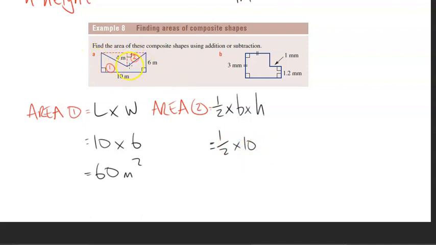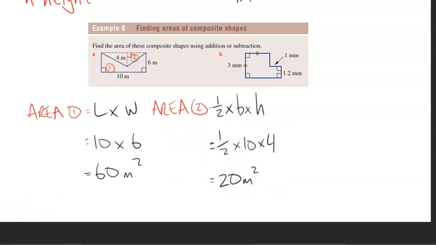And the perpendicular height, or the height of the triangle, is this small dashed line here, which is in red, which is 4 meters. So we're trying to find out half times 10 times 4. I don't need a calculator for this one. 10 times 4 is 40. Half of 40 is 20. So area 2 is 20 square meters.